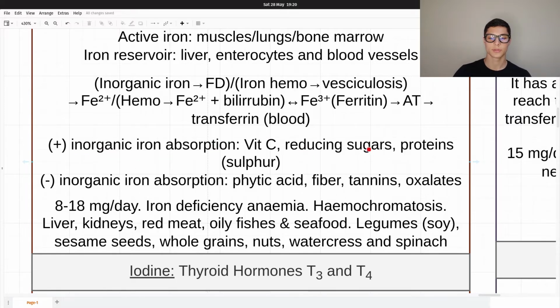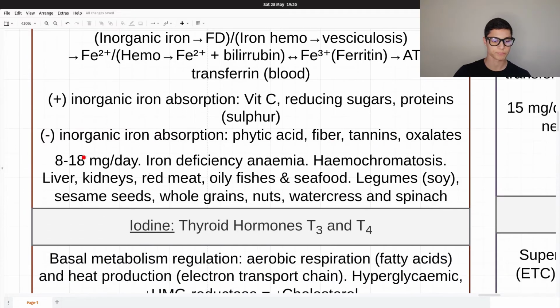Vitamin C, the reducing sugars, and the proteins which contain sulfur. And we have molecules that lower the absorption, which are the phytic acid, the fiber, the tannins, and the oxalates. These are called antinutrients. Recommendations of iron: 8 to 18 milligrams a day. Iron deficiency causes anemia, and toxicity causes hemochromatosis.